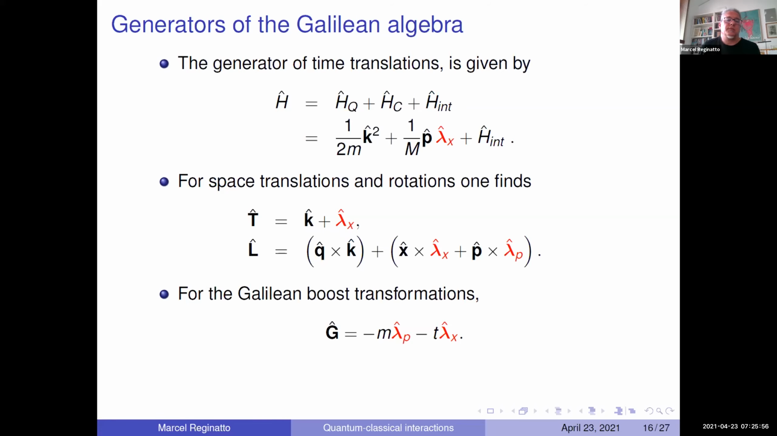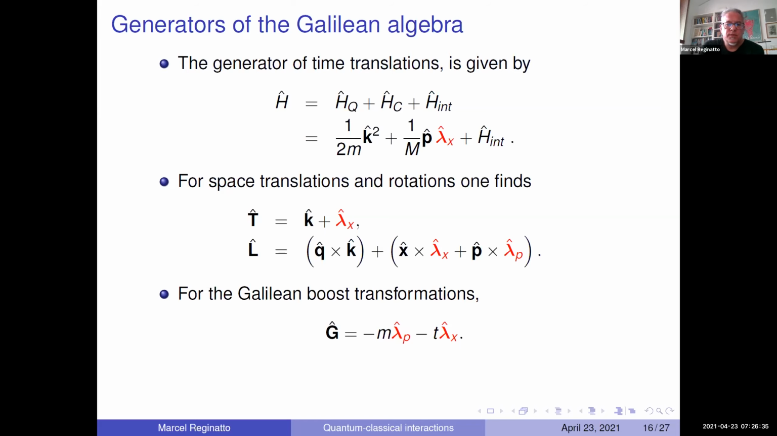Here I'm showing them in a different order, but you can define your generator of time translations; space translations are the momenta; rotations are what you expect. The Galilean boosts, you can also write them down. This is using the prescription on how to write the classical generators in the Sudarshan approach, and is also using the fact that there are some operators which are not observables, as is well known, but they need to be there in the generators.